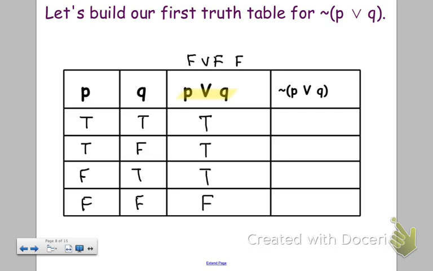So the first row for P or Q is true. The second row for P or Q is true. The third row for P or Q is true. And that fourth row for that P or Q is false.